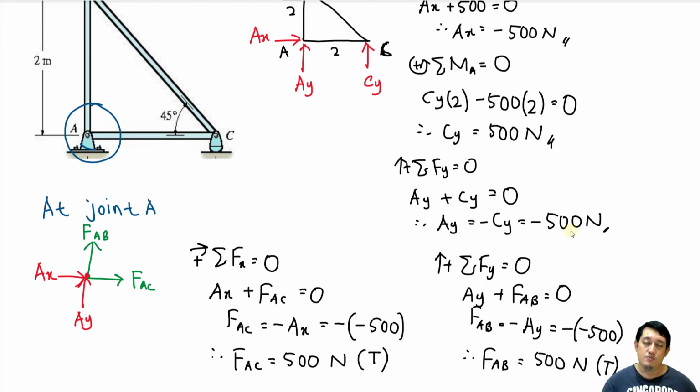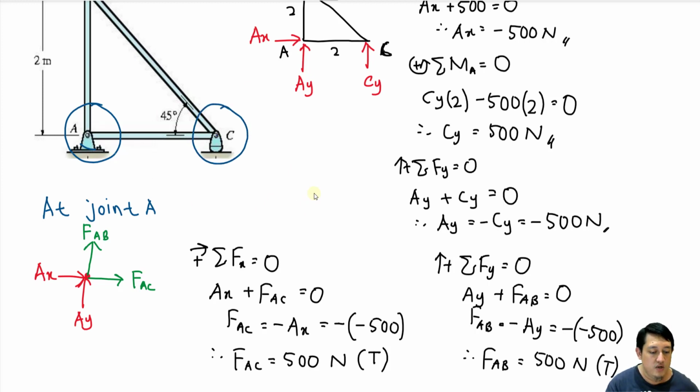Okay. So to make it easy, if the answer is positive, it is tension. If the answer is negative, it is a compression. Let's see whether we have a compression situation or not. Let's do the second one. Let's try to do joint C here. Let's try to do method of joints at joint C.